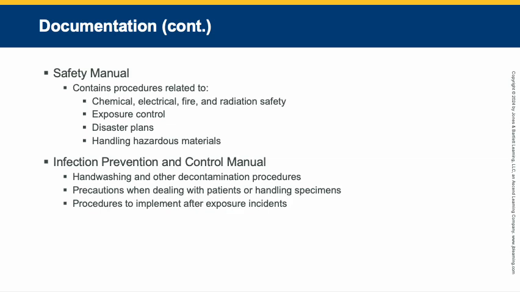Safety manual. The safety manual contains policies and procedures related to chemical, electrical, fire, and radiation safety, exposure control, and disaster plans, as well as complete details on how to handle hazardous materials. OSHA, which I'm sure you've heard of before, stands for Occupational Safety and Health Administration. They require every business to have a workplace safety manual. Organizations can receive very high fines for not having a manual available for the employee use.